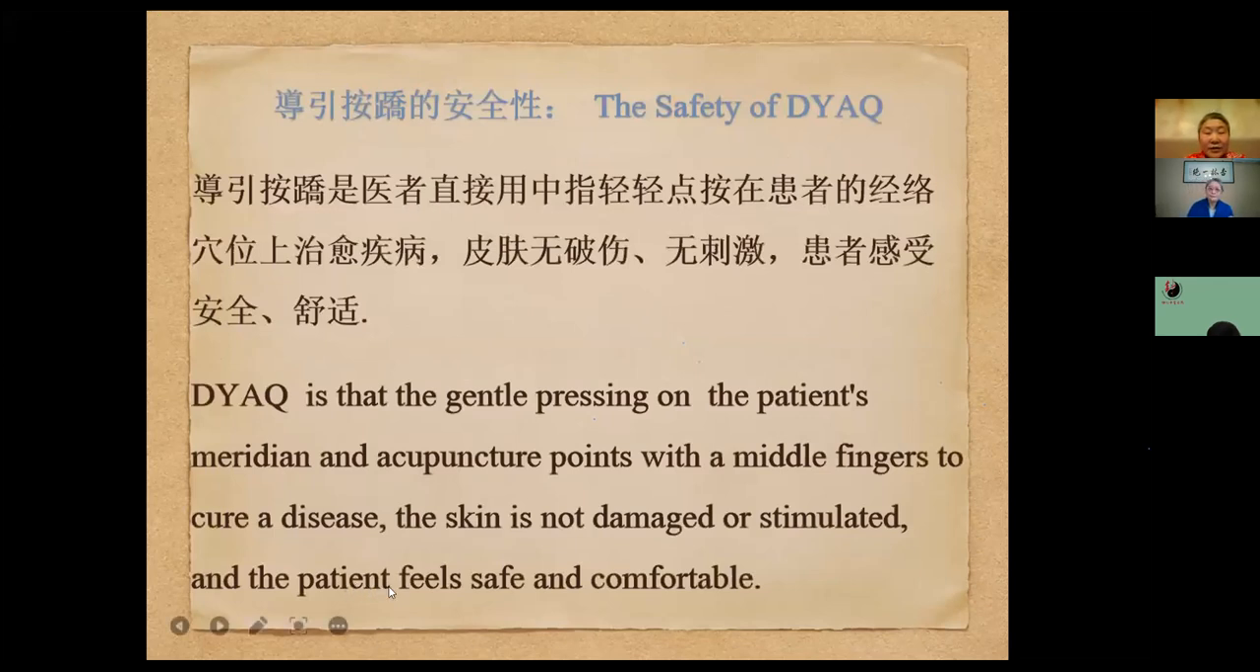And we talk about the safety of 导引按跷 now. 导引按跷 is gentle pressing on the patient's meridians and acupuncture points with a middle finger to cure a disease. The skin is not damaged or stimulated, and the patient feels safe and comfortable.